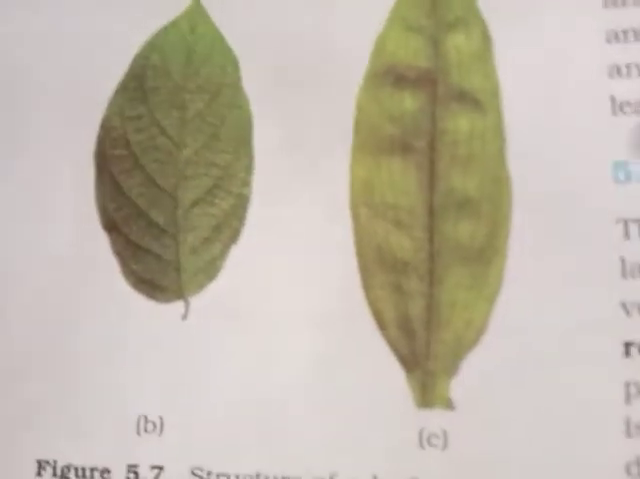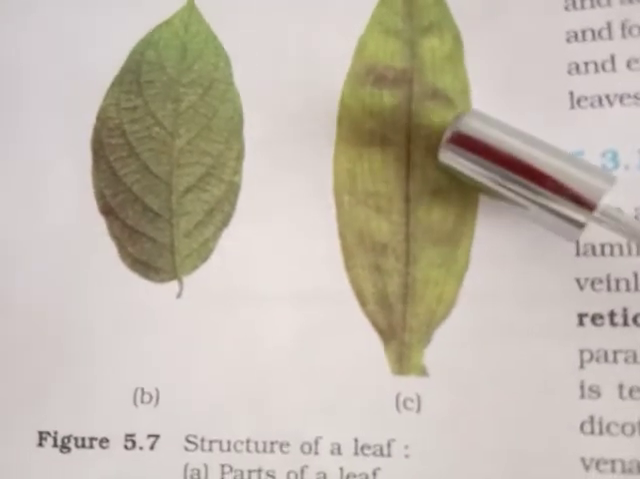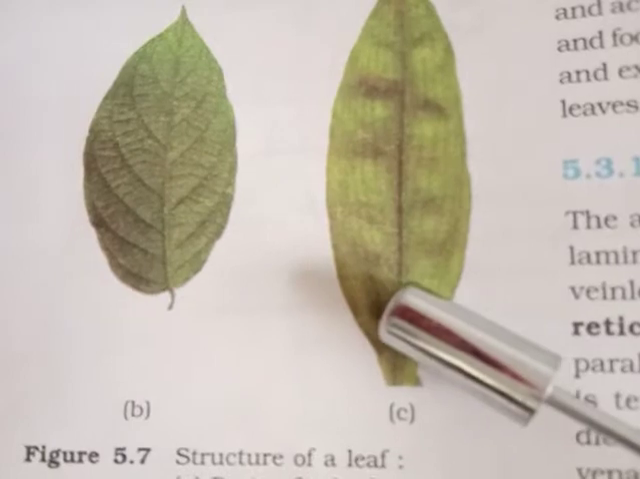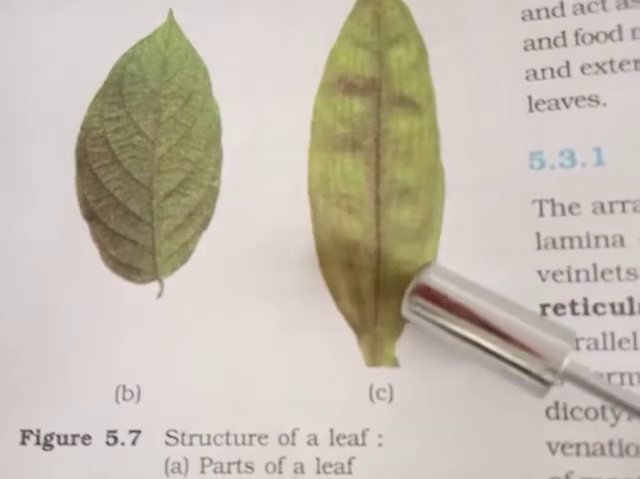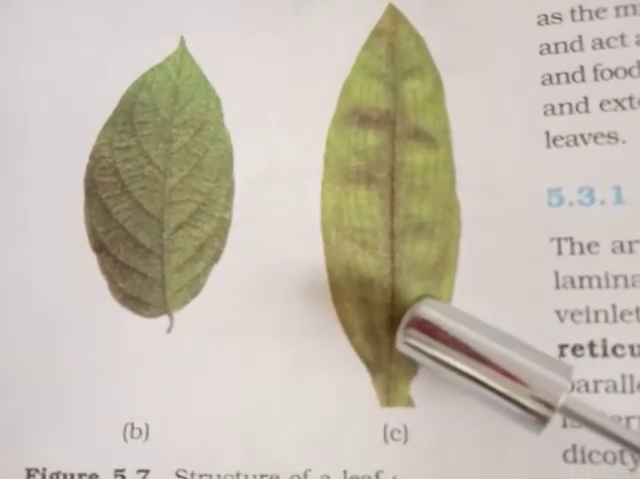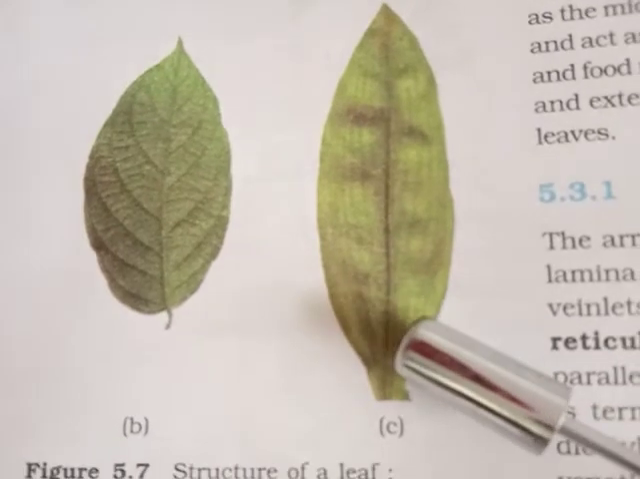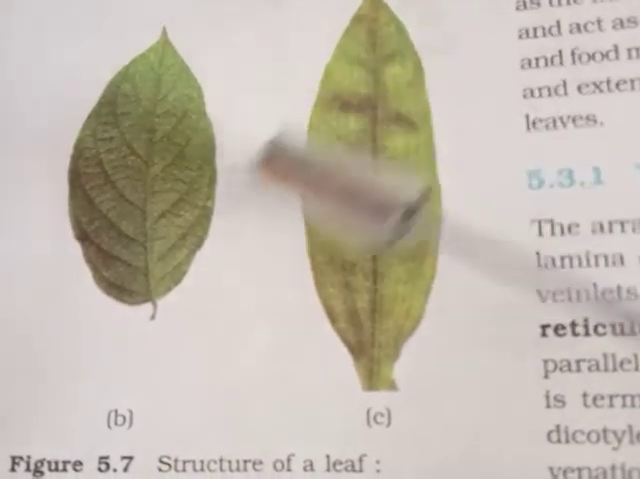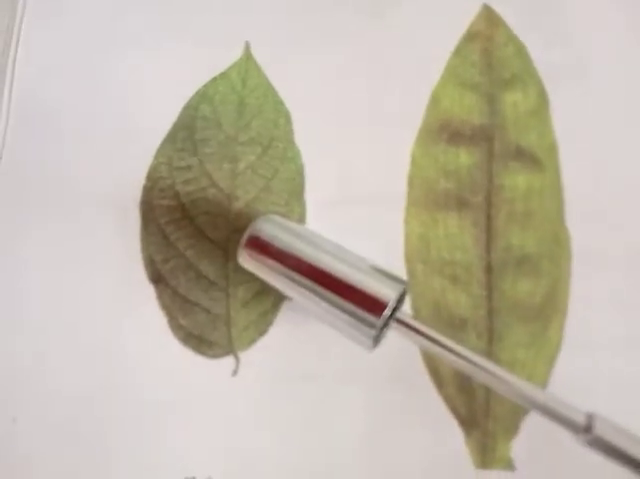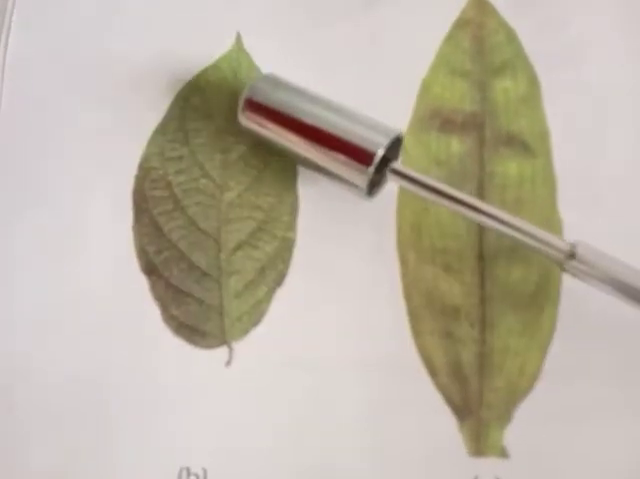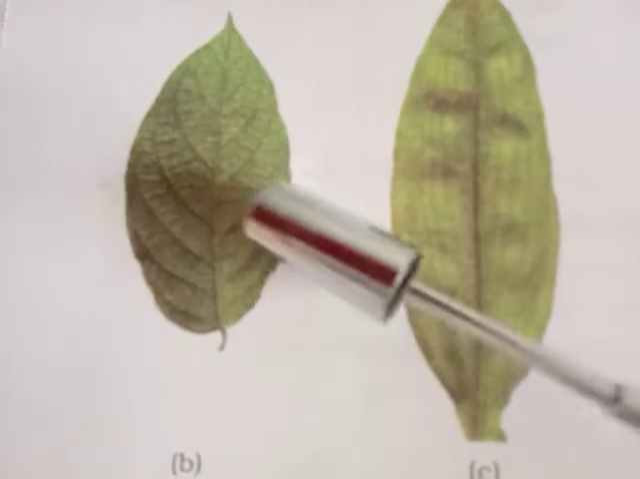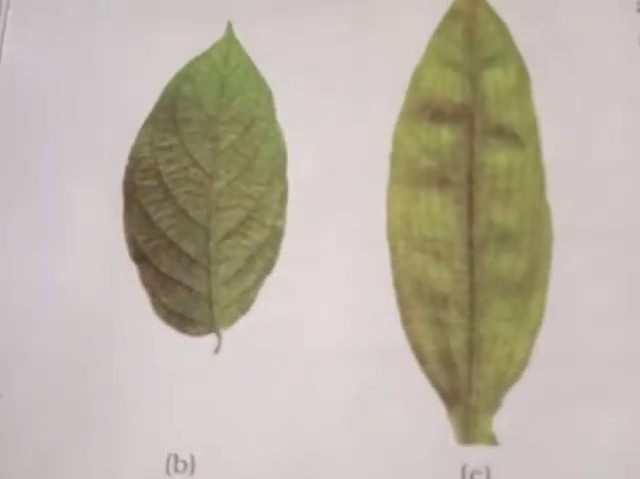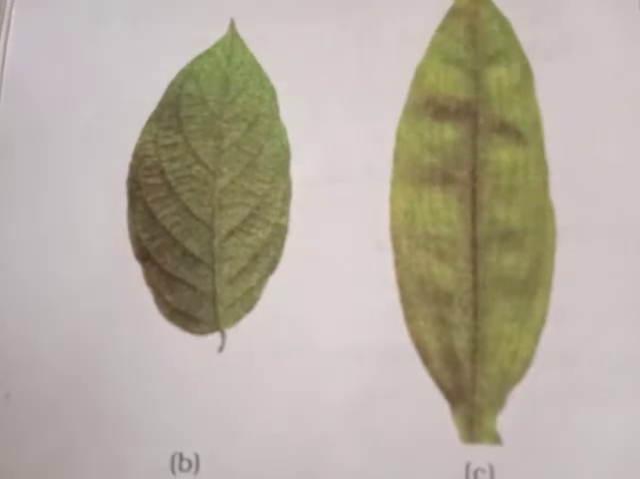As we know, this is the characteristic feature of monocots, showing parallel venation, meaning there is no main vein. The veins run from the base to the tip of the leaf parallel to each other, whereas in the case of reticulate venation we observe there is a main vein and alternately the side veins are arranged or present.